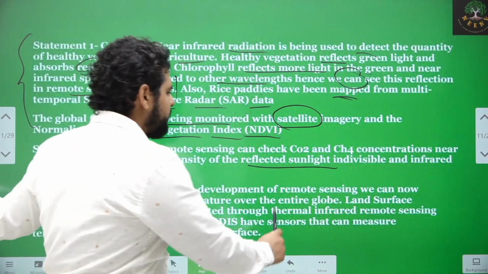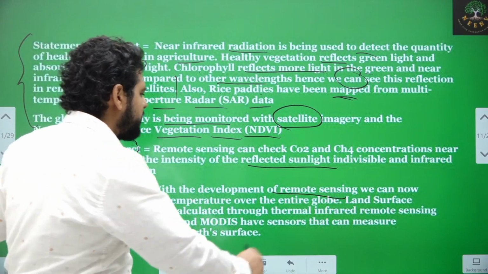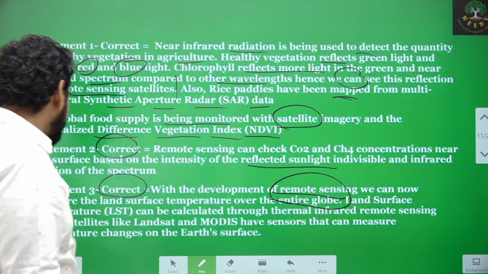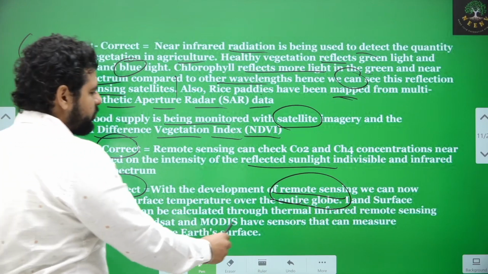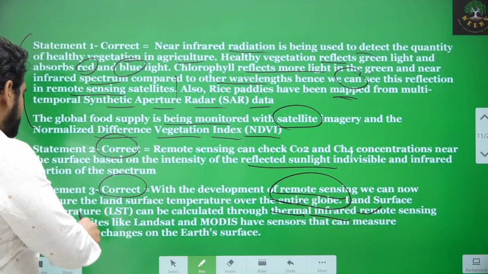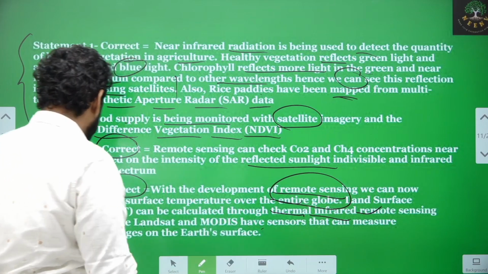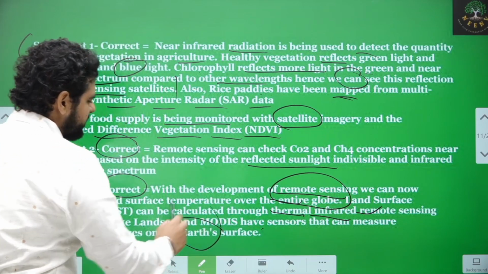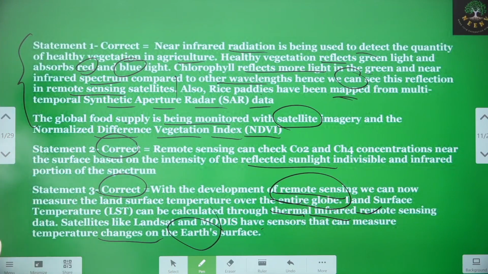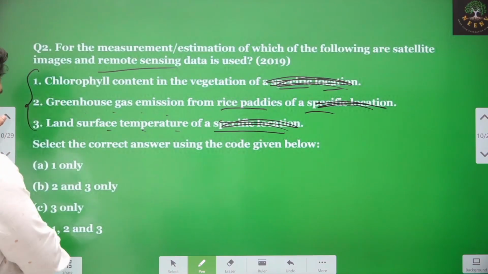With the development of remote sensing, we can now measure the land surface temperature over the entire globe. Land surface temperature can be calculated through thermal infrared remote sensing. Satellites like Landsat and MODIS have sensors that can measure temperature changes on the Earth's surface. Right, it's a very factual thing, nothing much to understand in this. So the answer is D, all of the above.